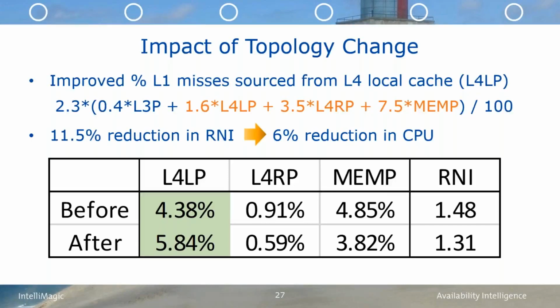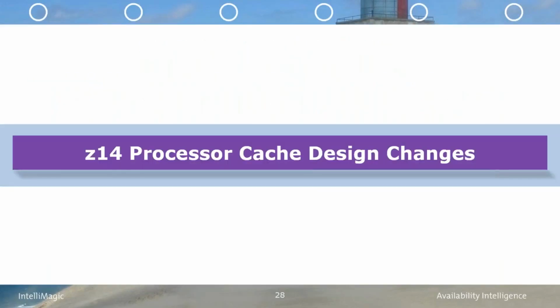So another key takeaway is that LPAR topology can significantly impact processor cache efficiency. All right, so now let's look at the processor cache design changes on the Z14 and then see the impact of those changes with a case study from a site that has implemented a Z14 in production.